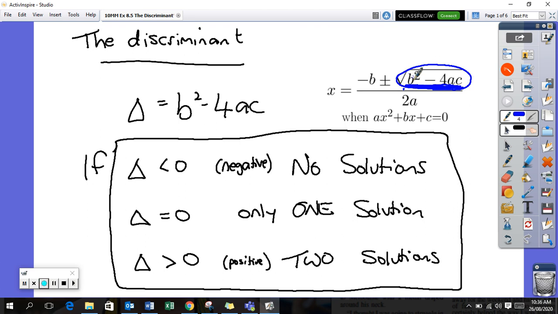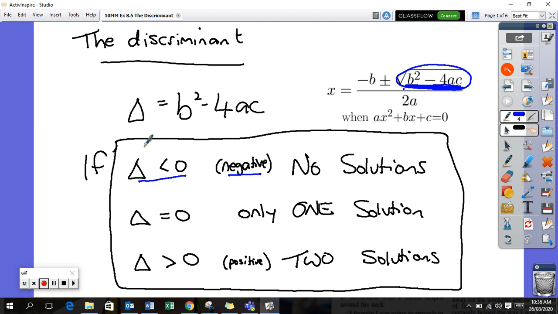Okay. First of all, if whatever's in here is negative, well, we can't do a negative square root. Try it on your calculator right now. Just go square root of any negative number you want. You're going to get an error. You can't do the square root of a negative number. So if the discriminant is less than 0, which means if the discriminant is negative, it doesn't work. There are no solutions. Okay?